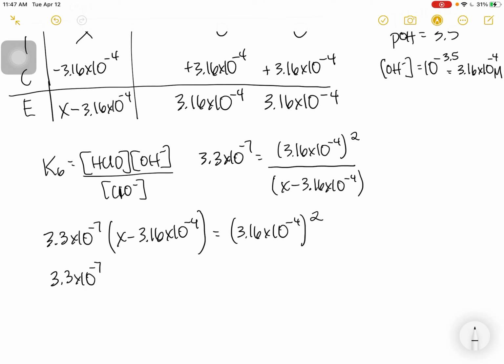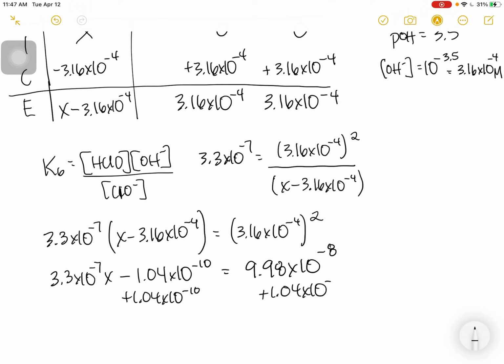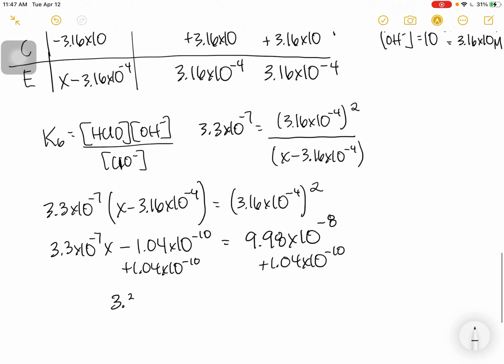Oh, we have to distribute. So 3.3 times 10 to the negative 7x minus 1.04 times 10 to the negative 10th. And then, of course, this is just a number that now I have evaluated. And we're looking for x. So I would take this number to the other side. And we end up with 3.3 times 10 to the negative 7x equal to 9.996 times 10 to the negative 8.